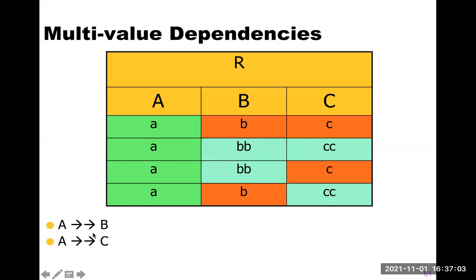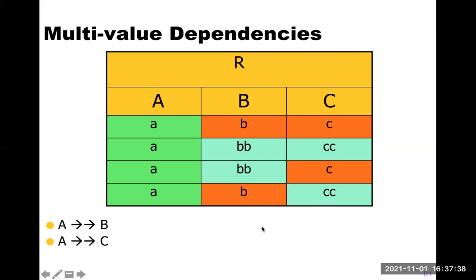And I can use two arrows to say that for every a value, small a, small a, small a, I have a list of b values. So for a, values in b may be small b, or b twice, and nothing else, only something from this. And for C, I may have C or CC and nothing else.